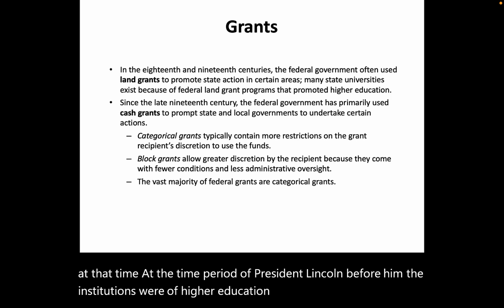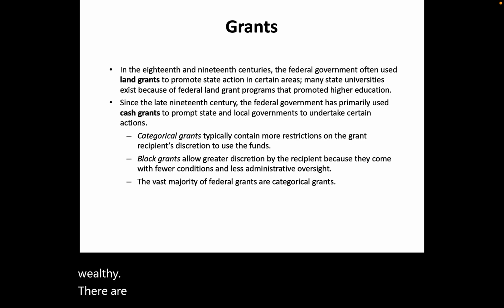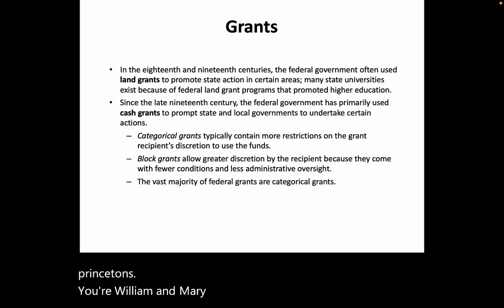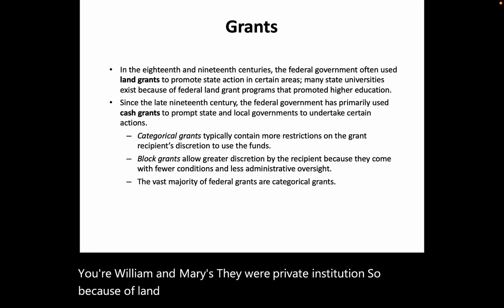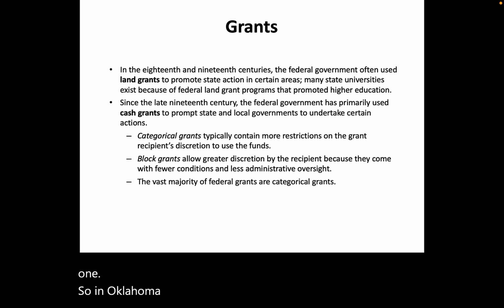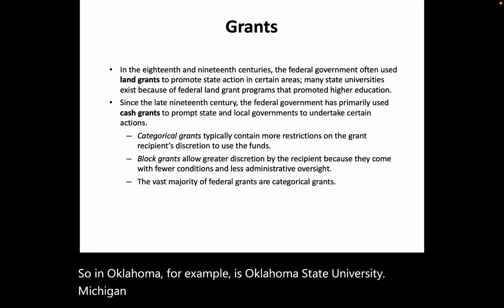At the time of President Lincoln and before him, institutions of higher education were basically for the wealthy. There were private institutions like your Harvards, your Yales, your Princetons, your William and Marys. They were private institutions. So because of land grants, they promote higher education. So every state has one. In Oklahoma, for example, it's Oklahoma State University. Michigan State University is one.